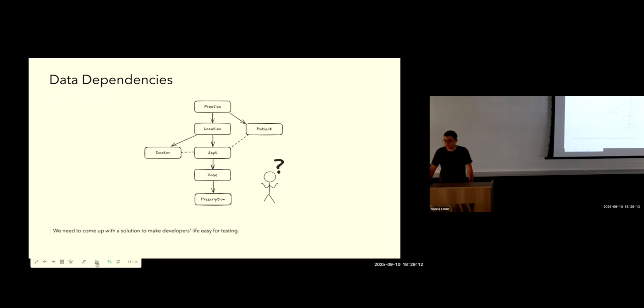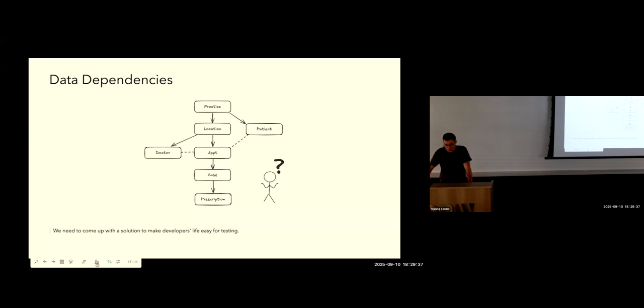So what about data dependencies? In this example, we have a practice, which is like a clinic, and the clinic might appear in multiple locations. It can have multiple patients, doctors, and appointments. An appointment contains something called a case, and it can contain a prescription. And this is really annoying to deal with as a developer. So you have to figure out all the foreign keys. You have to understand their relations. You have to insert them in an order.